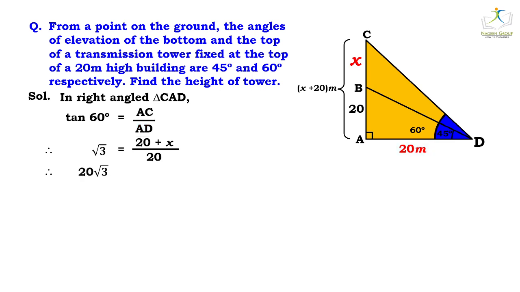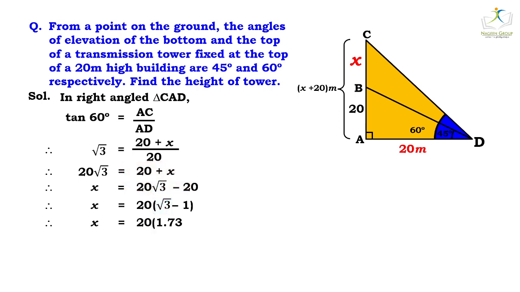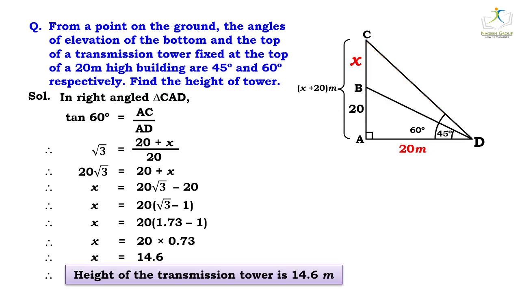Let's multiply 20 into √3 equal to 20 plus x. Now x comes equal to 20√3 minus 20. 20 को कॉमन लेते हैं, √3 minus 1, आंसर आ गया 20. √3 की वैल्यू आप पुट करो 1.73 minus 1. 1.73 में से 1 को हमने माइनस कर दिया और ये आ गया 20 into 0.73, it is equal to 14.6. तो हाइट ऑफ ट्रांसमिशन टावर हमने निकाला किसके इक्वल, 14.6 मीटर.